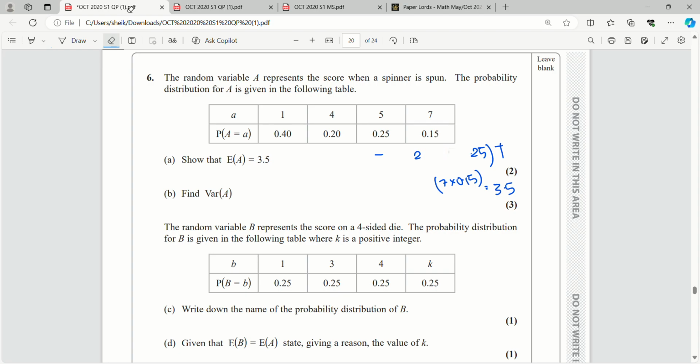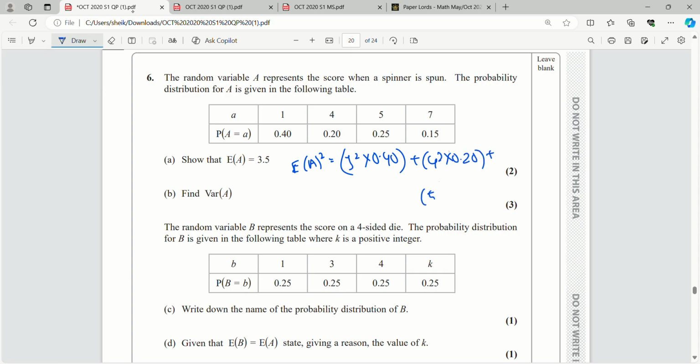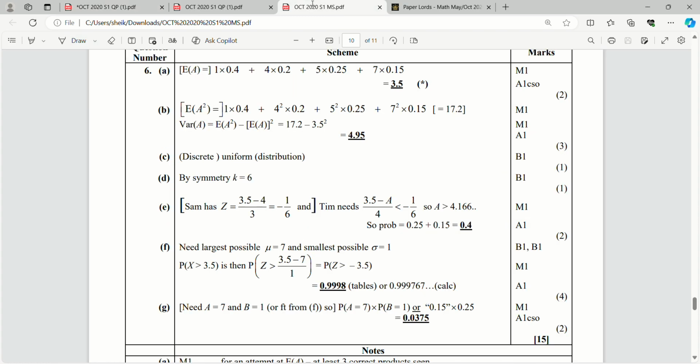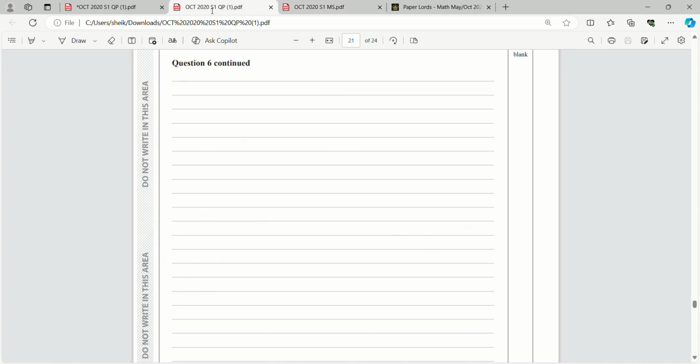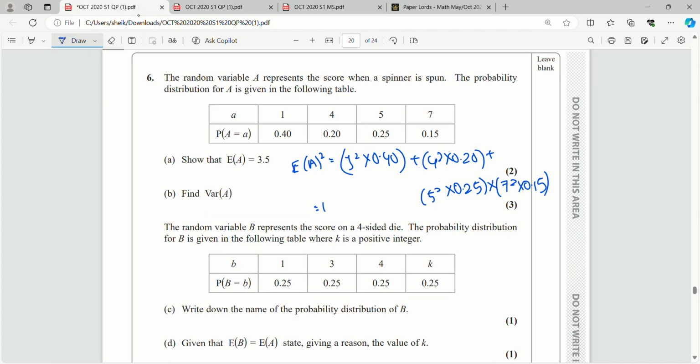For variance of A, I will need to find E(A²). So E(A²) is simply going to be, instead of doing A into probability of A, I'll be doing 1 square into 0.40 and so on, and 0.20, and then 5 square into 0.25 and 7 square into 0.15. So E(A²) is going to be 17.2, and that's the calculation for that.